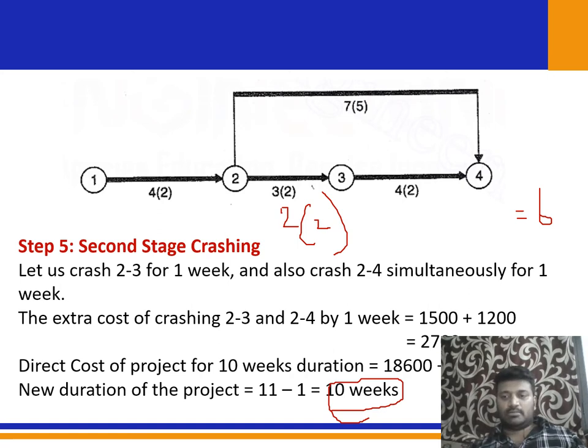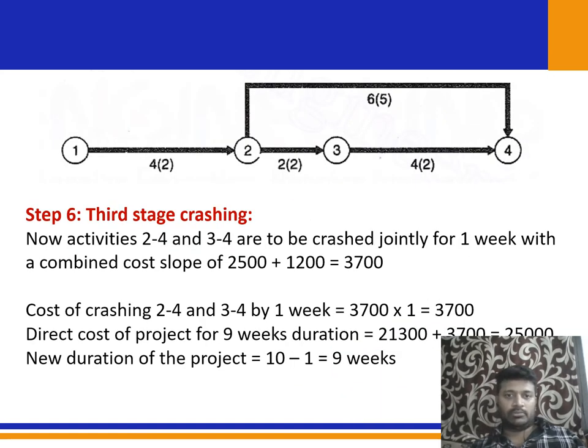So in step 6, the time scale network becomes like this. We have crashed it for 1 week, so 7 becomes 6 and 5 becomes 4. Step 6 is third stage crashing, and here we are going to crash 3 and 4 and 2 and 4. When I crash 3 and 4 by 1 week, I should crash the 2 and 4 also, otherwise it becomes logically incorrect. Whenever you crash a critical activity, if there is another non-critical activity, we need to make sure the duration is the same. For example, 2 and 4 activity have 6 weeks, so both are the same.